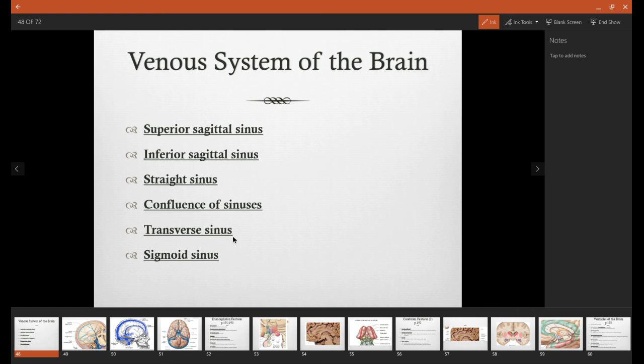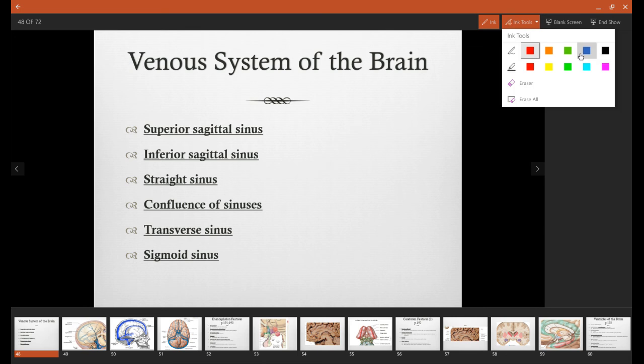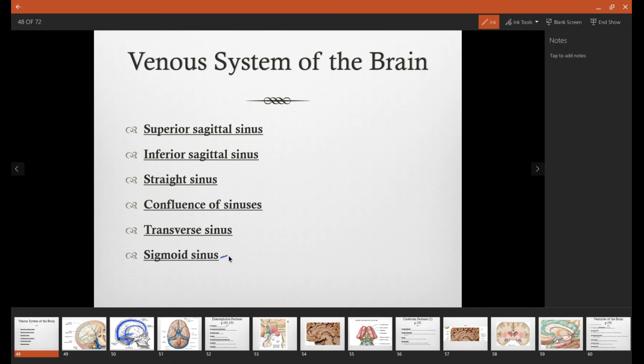The transverse sinus will actually start curving around, and when it starts curving around like the letter S, we call that the sigmoid sinus. Now, one thing I also want to note is the sigmoid sinus is going to drain into a structure we've already learned called the internal jugular vein. And so that is how blood goes from the brain back down into circulation, as we've already learned, internal jugular and beyond back to the heart in the previous unit.